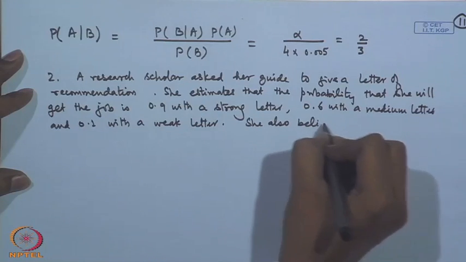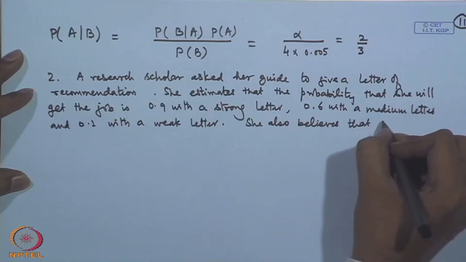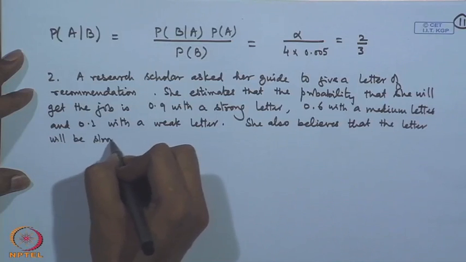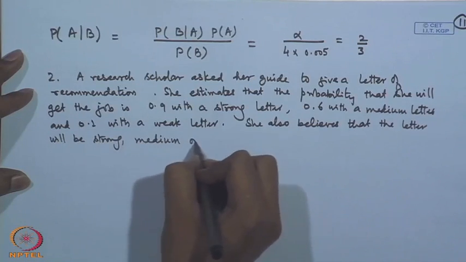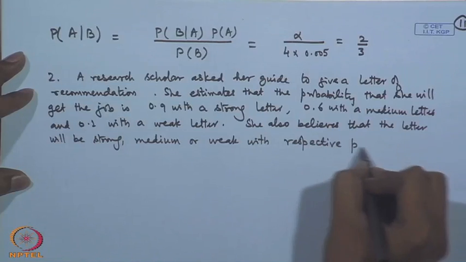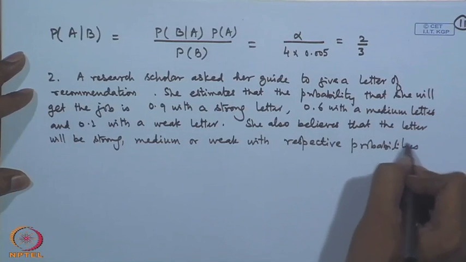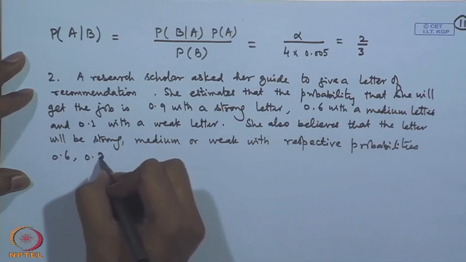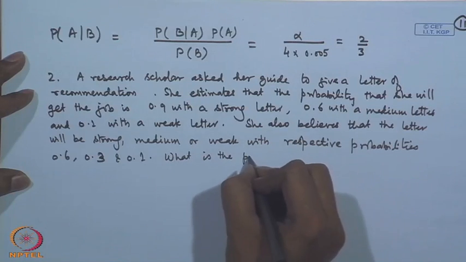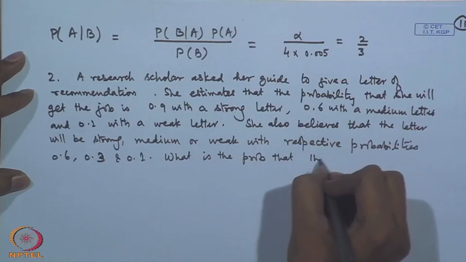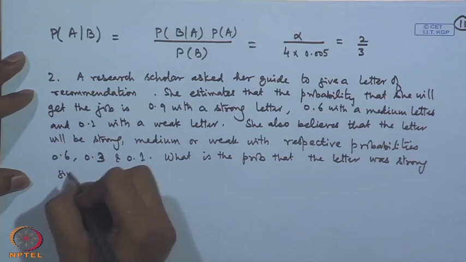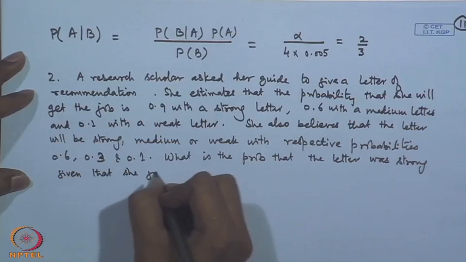She also believes that the letter will be strong, medium, or weak with respective probabilities 0.6, 0.3, and 0.1. What is the probability that the letter was strong, given that she got the job?